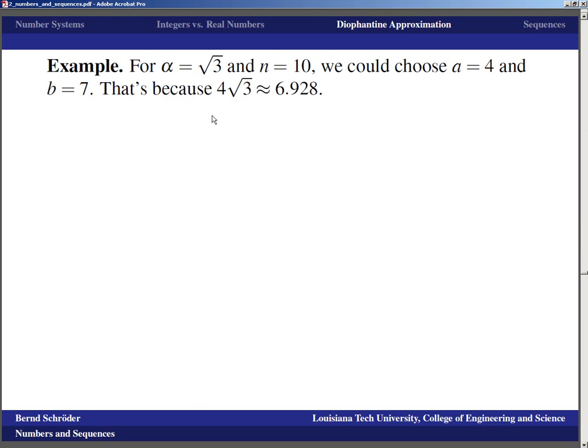What Dirichlet's approximation theorem does is guarantee that an approximation like this will always work.